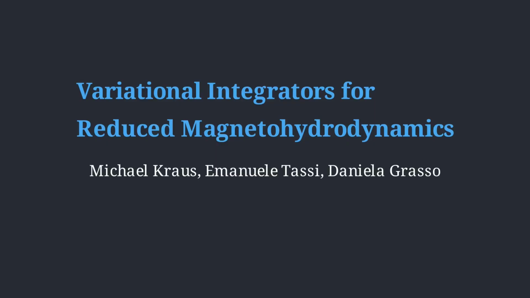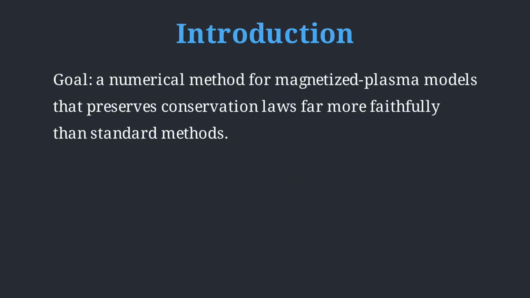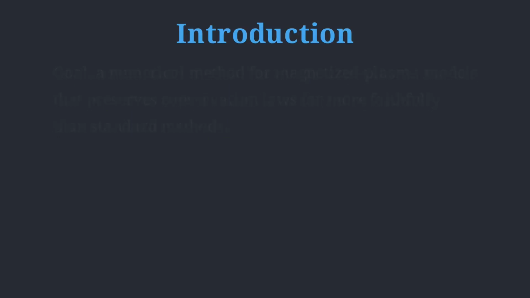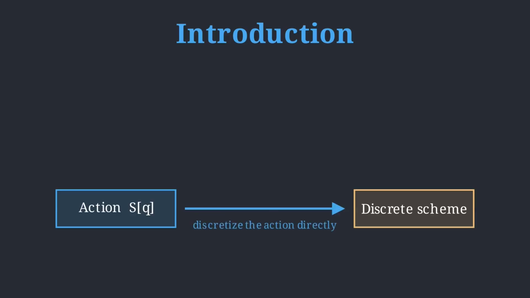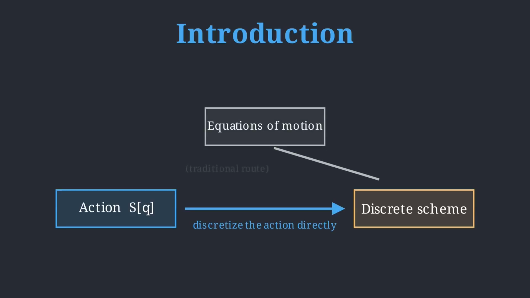For a short introduction, the subject of this video is the creation of a numerical method that takes a simplified model of magnetized plasma and preserves conservation laws with greater accuracy than most methods. The tool we use is called the Variational Integrator, which discretizes the action, as in the action of the Lagrangian mechanics, rather than the equations of motion.